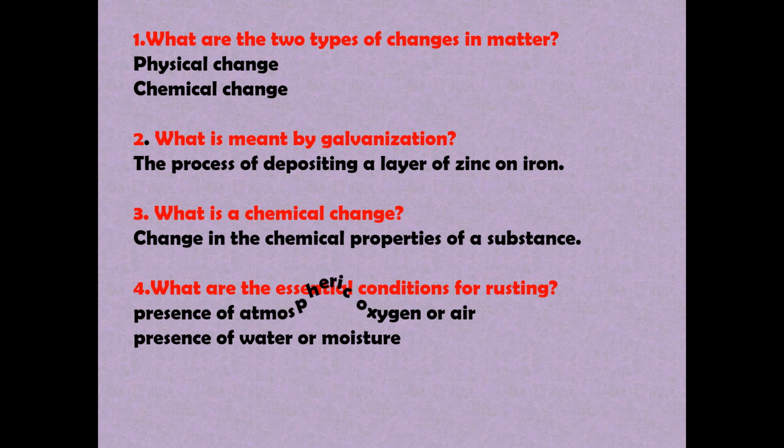What are the essential conditions for rusting? It is the presence of atmospheric oxygen or air. Next, presence of water or moisture. These are the essential conditions for rusting.